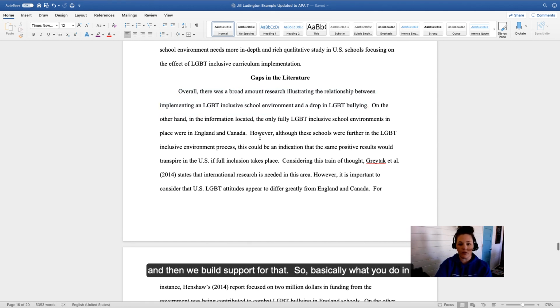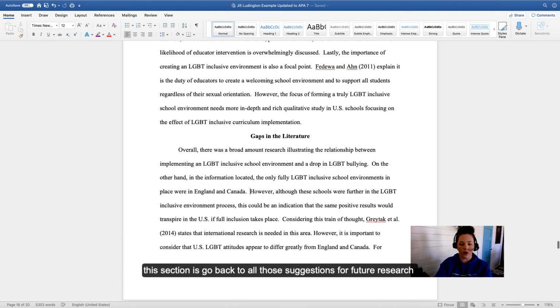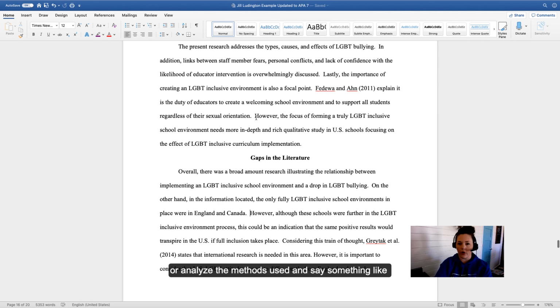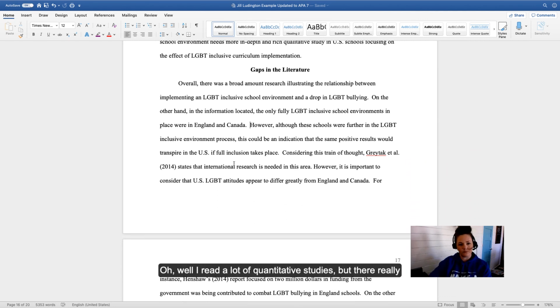So basically what you do in this section is go back to all those suggestions for future research or analyze the methods used and say something like, oh, well, I read a lot of quantitative studies, but there really was only like 1 or 2 qualitative studies, and we could really use some more information that goes deep and does an analytical analysis of some people's opinions or something like that. So you take those suggestions for future research and you pair that with what you saw was missing, like your unanswered questions from doing this research, and then you merge those together and you have your gaps in literature section.